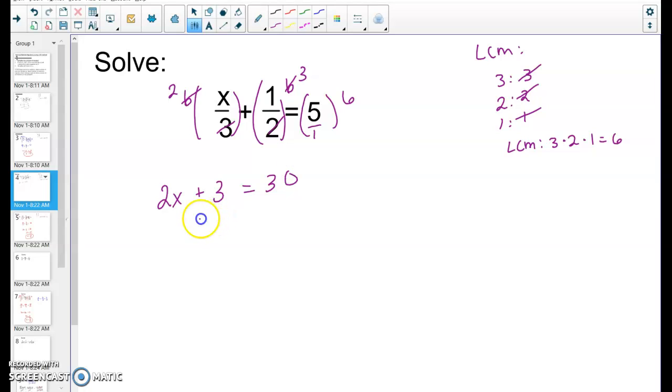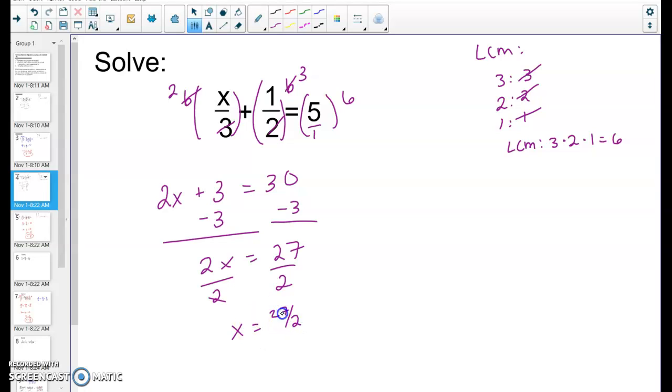Now I'm going to solve for x. I subtract 3 from both sides. I have 2x equals 27. Divide both sides by 2. X equals 27 over 2.